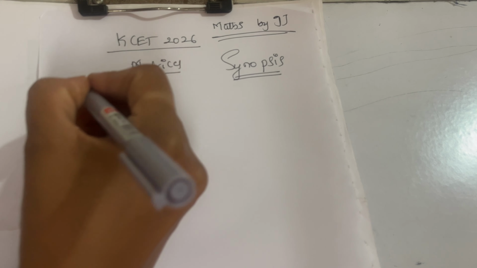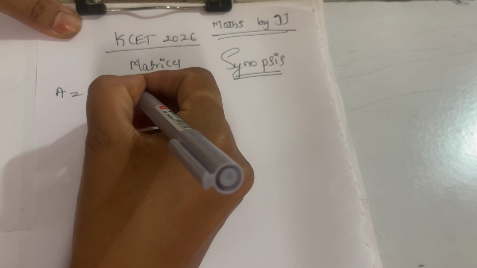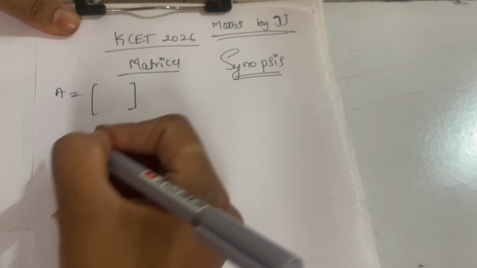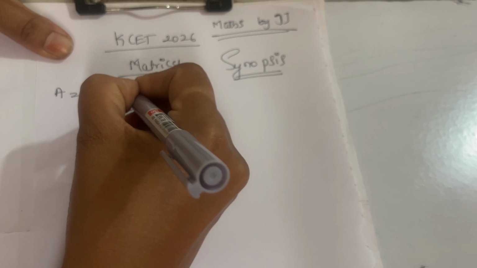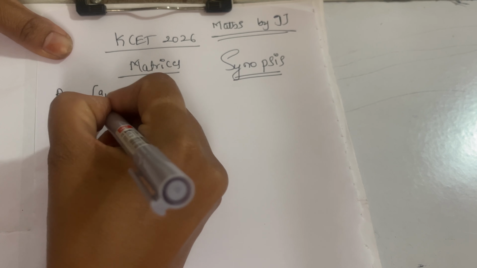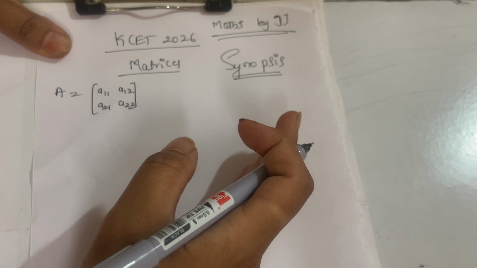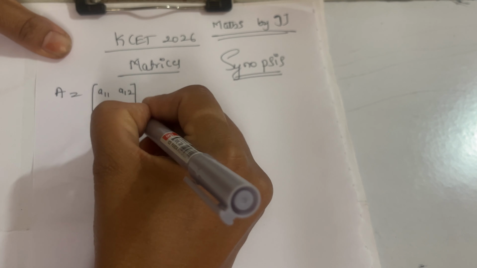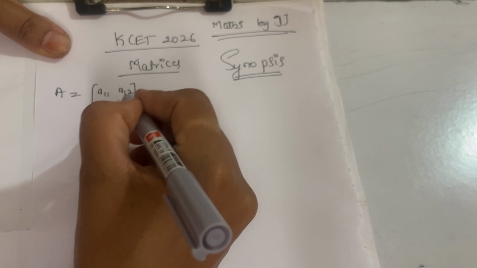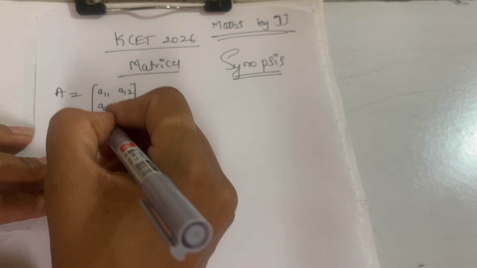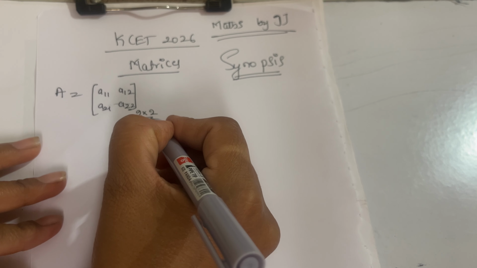Basically, all of you know that a matrix is written in rectangular brackets where the elements are represented by A11, A12, A21 and A22. I am just giving you an example, already you have done in your NCERT. The order of this matrix is 2 into 2, where two rows and two columns are there. This represents the order of a matrix.